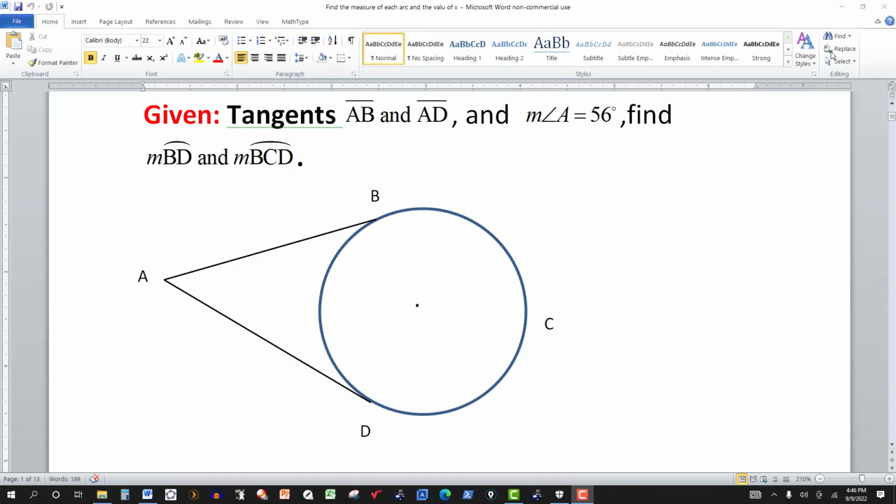This will be a follow-up video to the one that I did concerning interior and exterior angles of a circle. I'll put a link to that in the description in case you missed it.